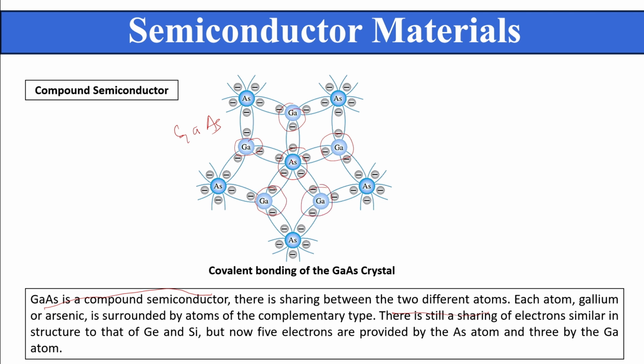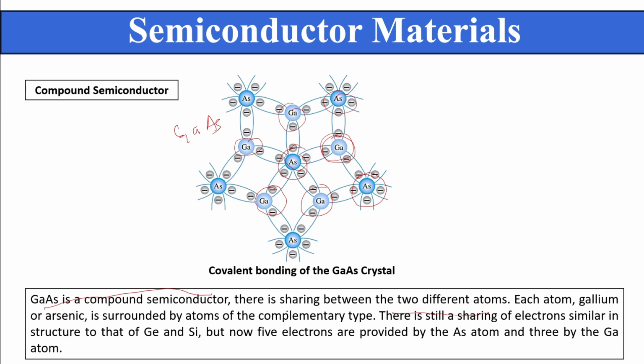That means each arsenic atom is shared by the gallium atoms, and each gallium atom is shared by the arsenic atoms. In this way the covalent bonding is formed.